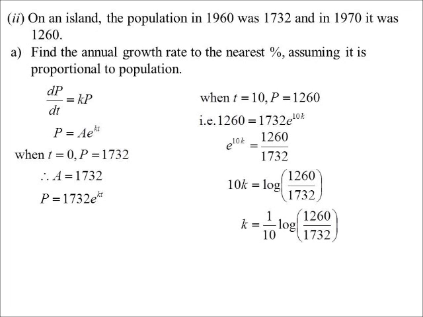k equals 1/10 log of 1,260 over 1732. You might want to store that number in your calculator, so you're using the exact value rather than an approximation. Although to answer this one, it did say to the nearest percent, so let's work out what that is. It's negative 0.03, so negative 3%.